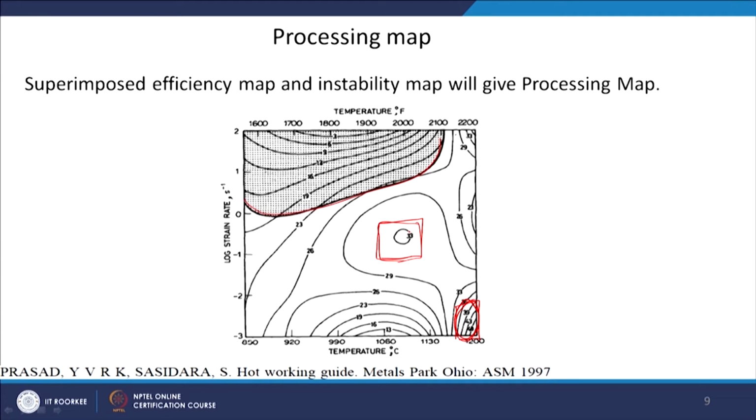But the temperatures are lower. And of course, the strain rate is slightly higher. So, that is also good, that you can do the processing at a higher strain rate. So, it will take much less time, and the productivity will be more. All these things have to be considered by an engineer who is designing the process. Of course, you have to avoid the unstable region.